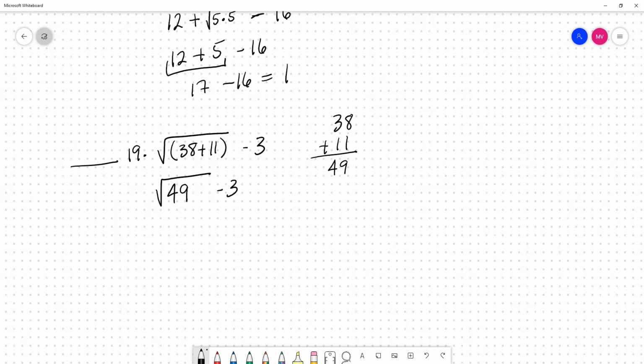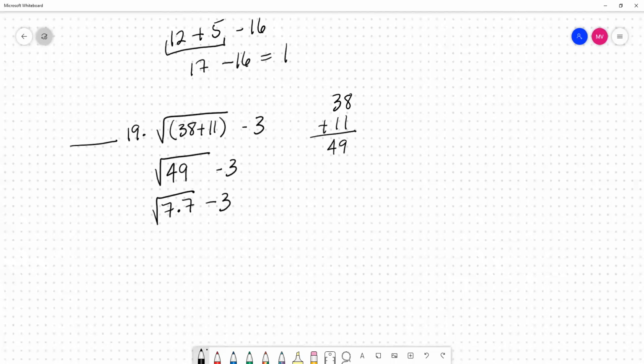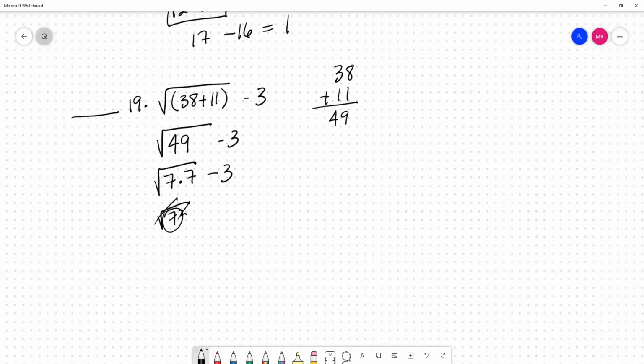Minus 3. Now, what times itself equals 49? The 6? No, 7. So that is the square root of 7 squared. 7 times 7 is 7 squared. Now, what's the opposite of being squared? Square root. So they cancel each other out. This cancels out this, and you're left with this. That's why I'm doing that. I could do one more step and show it as squared.